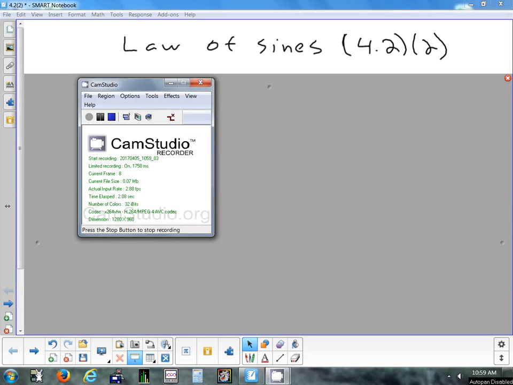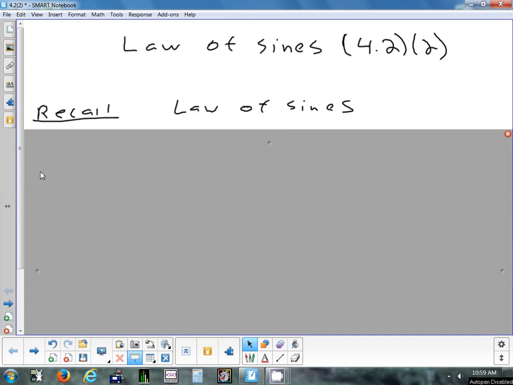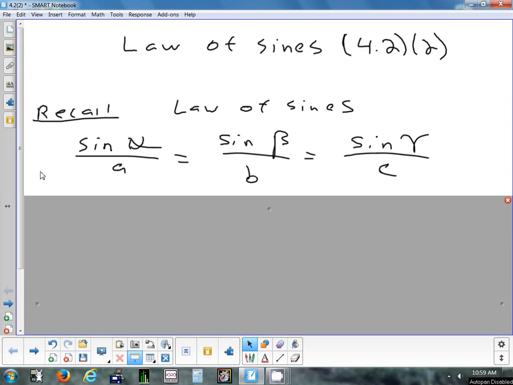Okay, so today we'll finish up law of sines. Same section. We're just going to focus on that third case that could have the two solutions or no solution. Just as a reminder, that's the law of sines. If you have that in your notes from yesterday, you don't need to write it again.